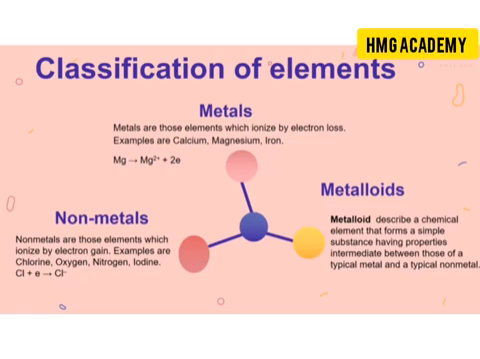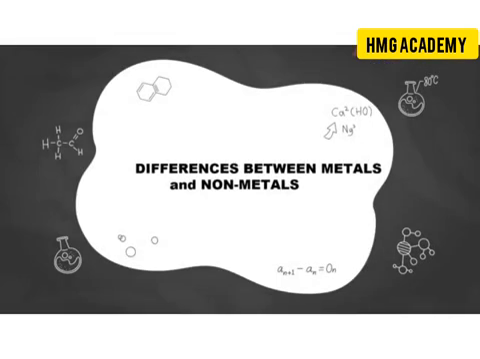Now, the metalloids. The metalloid describes a chemical element that forms a simple substance having properties intermediate between those of a typical metal and a typical non-metal. Essentially, the metalloid is not a metal, is not a non-metal, but has properties mixed of both metals and non-metals. So, let's take a quick look at differences between metals and non-metals.